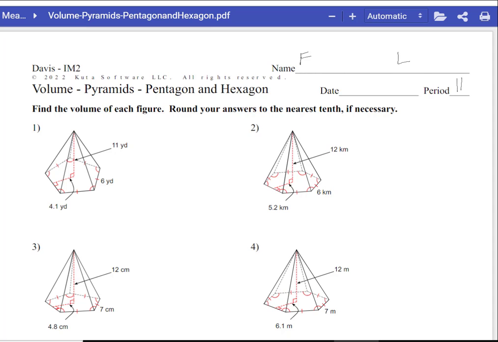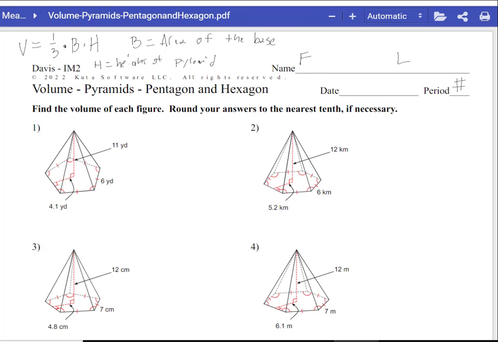Once again, the volume of a pyramid is going to be 1/3 the area of the base times the height, where the height is the height of the pyramid.